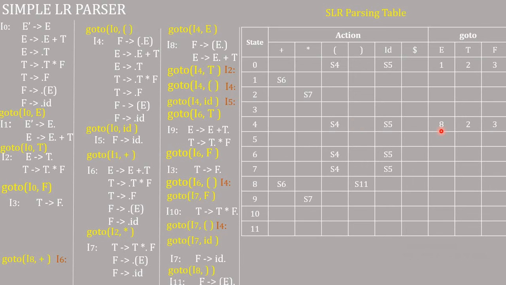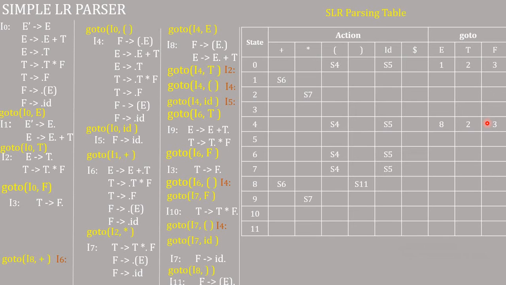Similarly, the next one is T, right? So for state 4 and for T, you have to fill something. What you have to fill? Go to of I4 comma T. What is go to of I4 comma T? It is I2. That is why it is 2 here. Then go to of I4 comma F. It is 3. That is why 3 is mentioned here. Okay, hope it is clear for you, right?